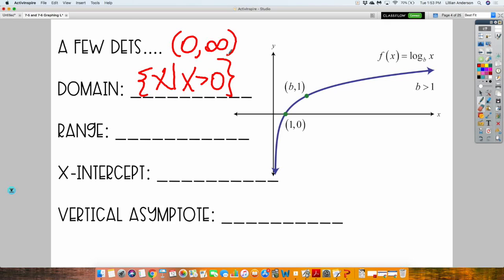Very good. What about the range? What's going to be the range of this logarithmic function? All real numbers. So that's negative infinity to infinity, or the set of y values, because this is range. It's the element of all real numbers. Okay?